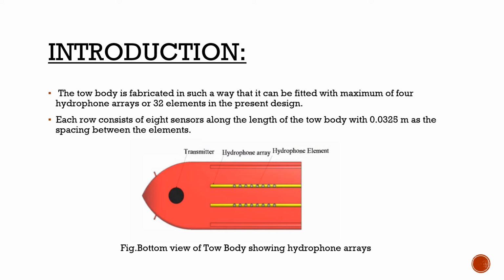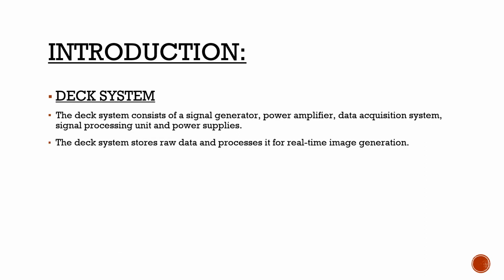The backscattered signals are acquired by the 16-channel hydrophone array. Each row consists of 8 sensors along the length of the tow body with 0.0325 meter as the spacing between the elements. Then coming to deck system, I have already mentioned the components of deck system in the previous slides. The purpose of deck system is to store the raw data and process it, followed by the real-time image generation.